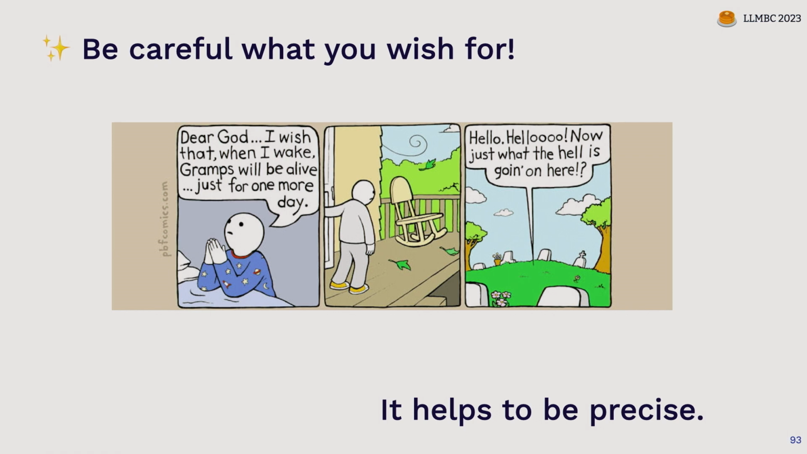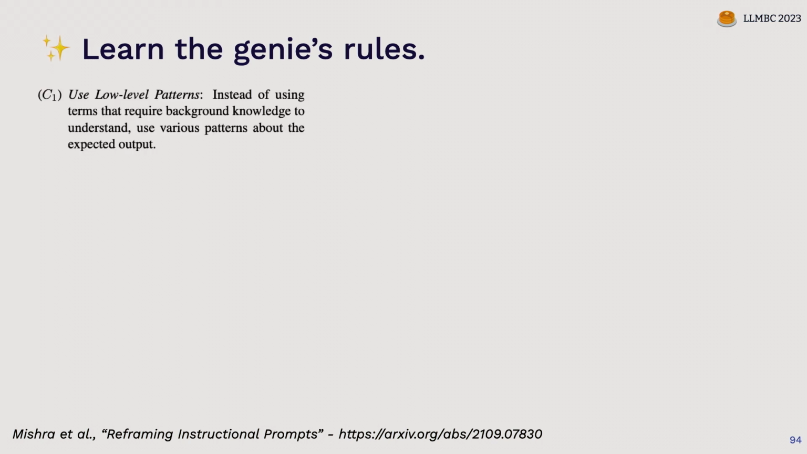If you ask it to write a story, it doesn't know what you want that story to be about. It doesn't know what characteristics you want that story to have. It will do that, but it might not actually produce the output that you want. So it's important to learn the rules that this particular genie has for how it follows instructions. And we'll talk a little bit more about this in a second.